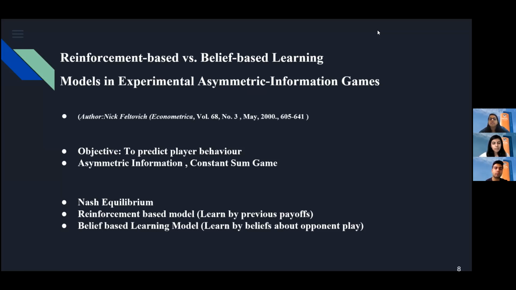It is seen that the Nash equilibrium of the game was not very suitable to predict the behaviors of the players. That is, the players did not make moves that were in line with the equilibrium of the game. Whereas the reinforcement-based models and the belief-based models were more in sync with the actual player behaviors. In the reinforcement-based model, as the name suggests, the players learn according to the payoffs they received in the previous rounds. In the belief-based models, players formed guesses or preconceived notions about the actions of their opponents and played accordingly. Both these models were compared, and it was seen that they were both able to predict player behavior with almost the same accuracy.